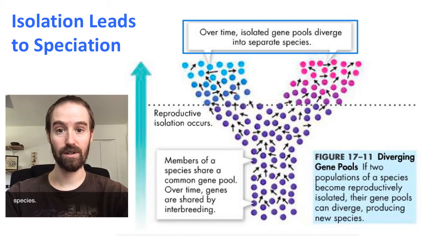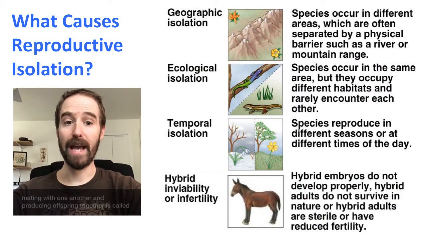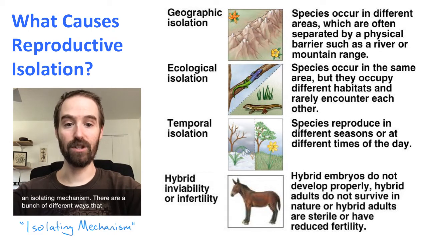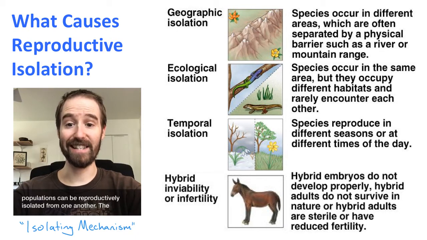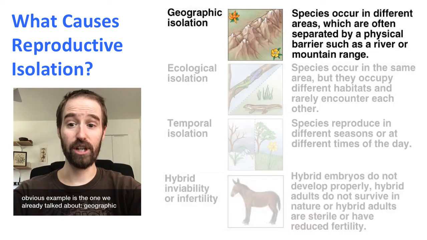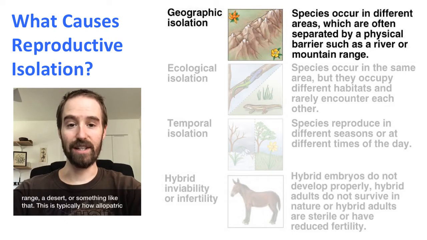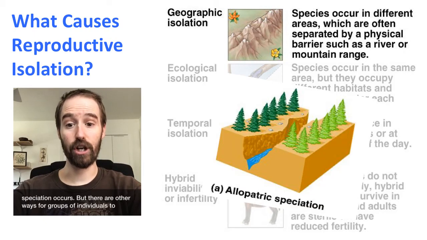and separate species. Anything that prevents individuals from different populations from mating with one another and producing offspring together is called an isolating mechanism. There are a bunch of different ways that populations can be reproductively isolated from one another. The obvious example is the one we already talked about, geographic isolation. In this case, some kind of barrier prevents the members of two populations from interbreeding, something like a river, a mountain range, a desert, or something like that. This is typically how allopatric speciation occurs.